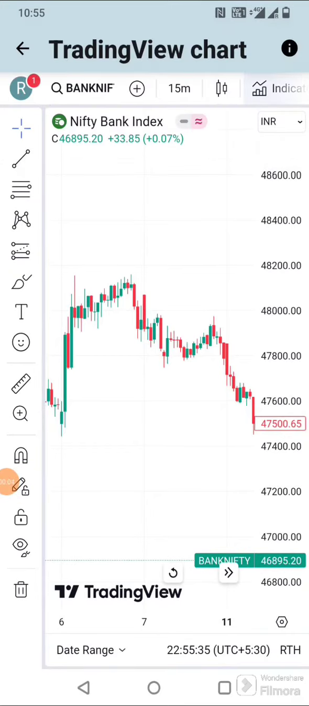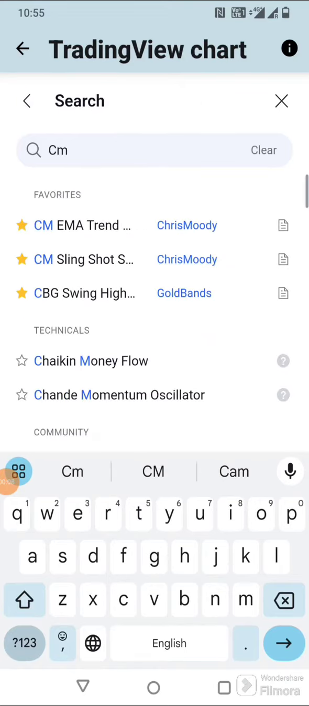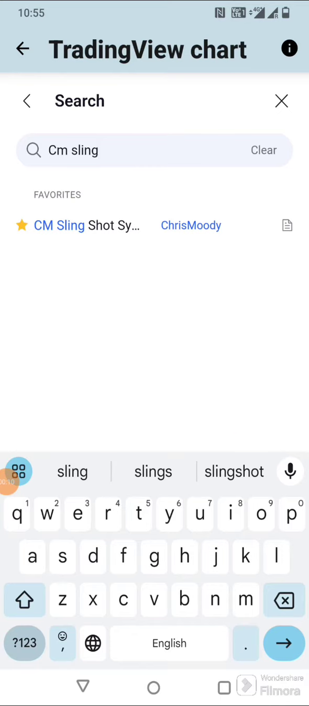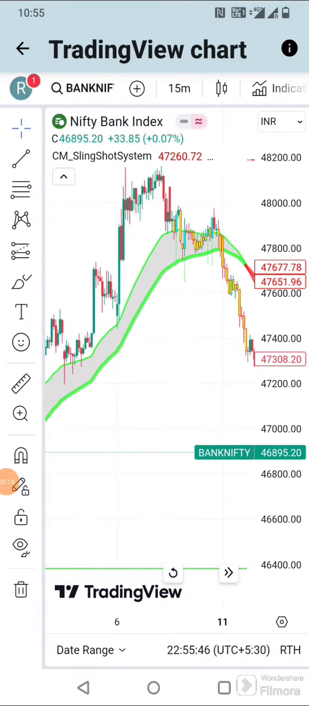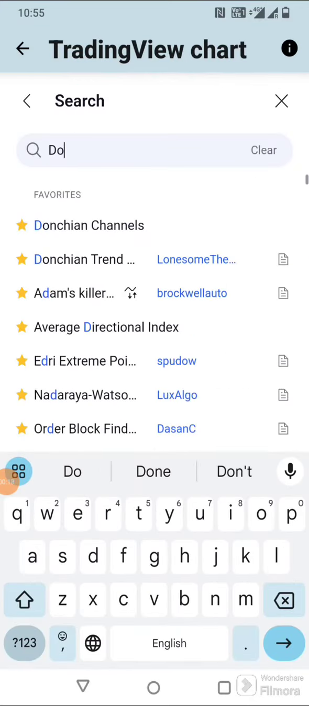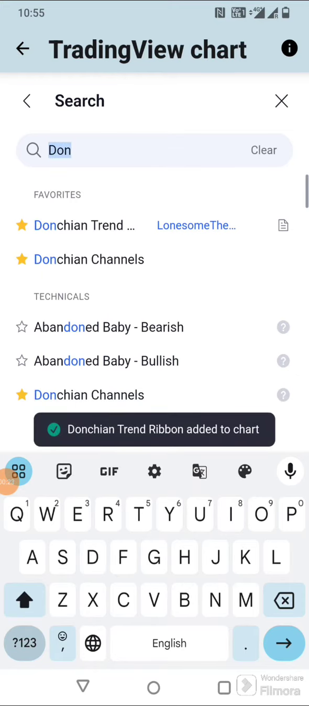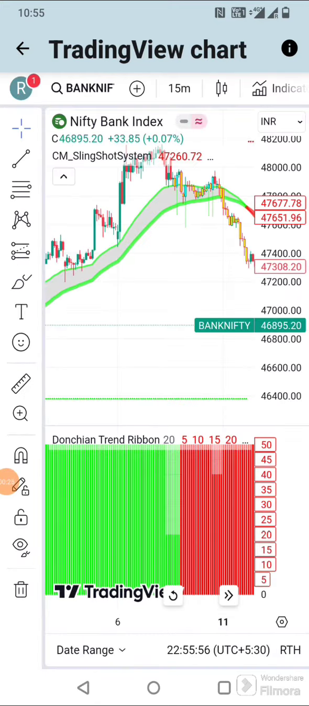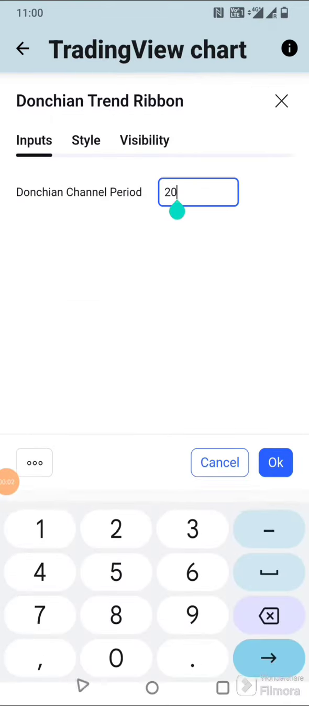Go to tradingview.com. In the indicator section, search for CM Slingshot, by Chris Moody. Add one more indicator for more confirmation, that is Donchian Trend Ribbon. Now both the indicators are applied. In the settings of Donchian, make the period 25.